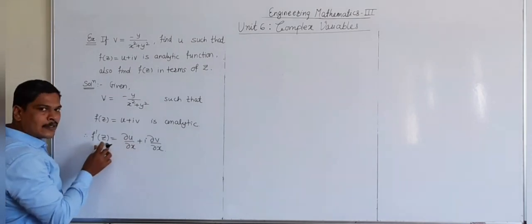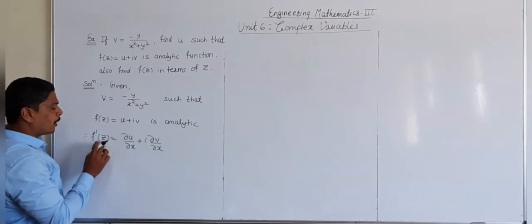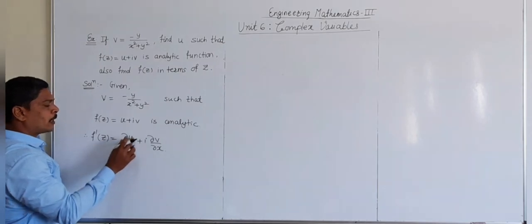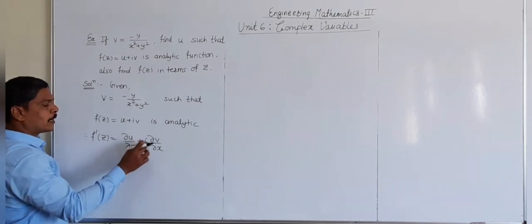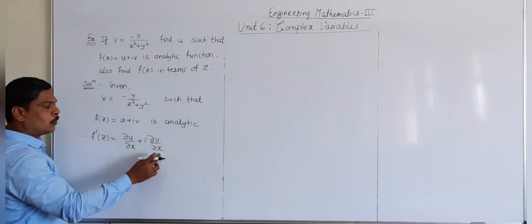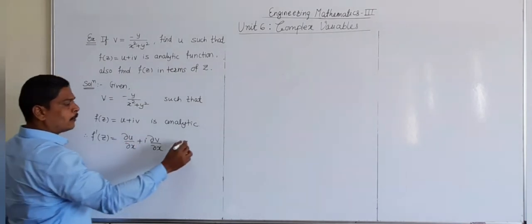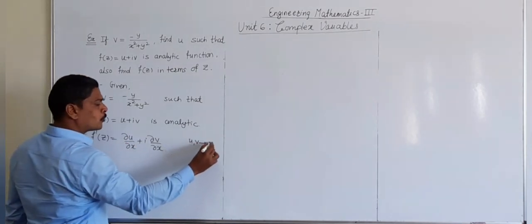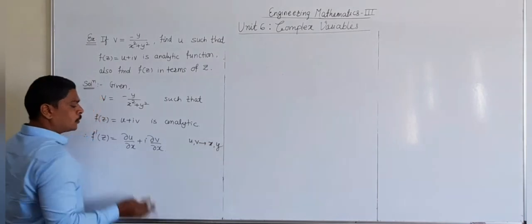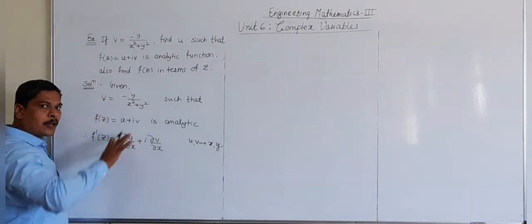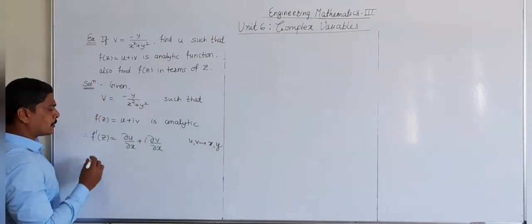Okay, I will differentiate this with respect to x. So f dash of z is equal to partial derivative of u with respect to x plus i into partial derivative of v with respect to x, because u and v are functions of x as well as y. So that's why we are differentiating partially with respect to x.